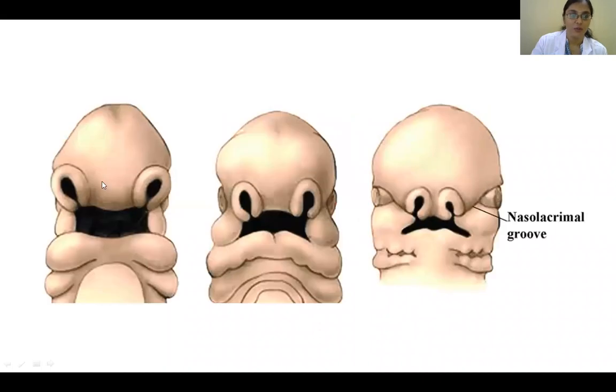Once again, one more picture here. You can see clearly demarcated pictures here, showing the horseshoe-shaped structures. So this is the developing eye. The eyes initially are here, and later they come forward.